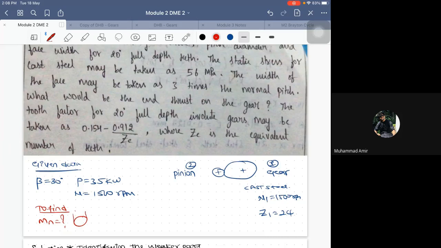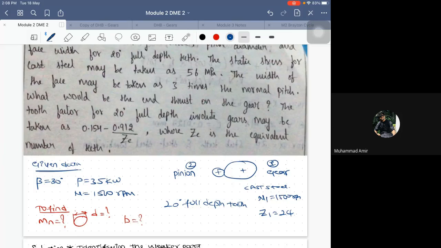So the diameter is not given, but rather it is being questioned here. Next, the face width. So even B, the face width, is being questioned. For 20-degree full depth teeth. So the teeth, whatever he says, are 20-degree full depth teeth. He says very good.